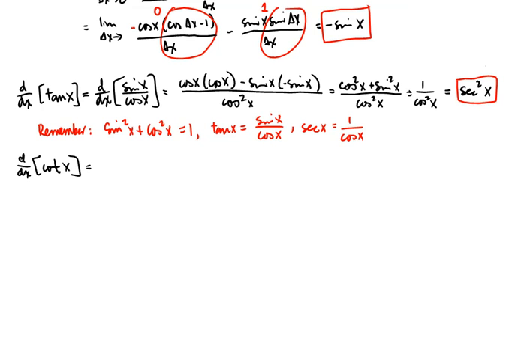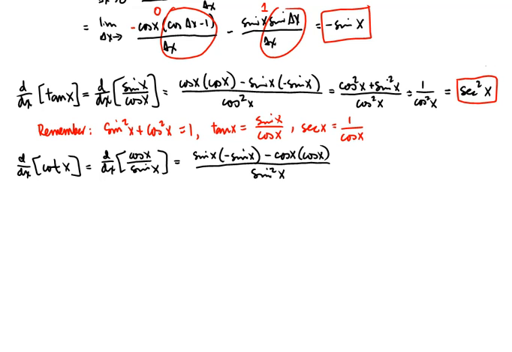Next, let's find the derivative of cotangent of x. Well, cotangent of x is this time cosine over sine. And once again, we'll use the quotient rule. Low d high minus high d low over low squared. And you can see that this time we're going to get almost the same thing as before, but we'll have negative sine squared of x minus cosine squared of x, and I'll factor out a negative 1. And once again, sine squared of x plus cosine squared of x is just 1. And we're left with negative 1 over sine squared of x, which is just negative cosecant squared of x.